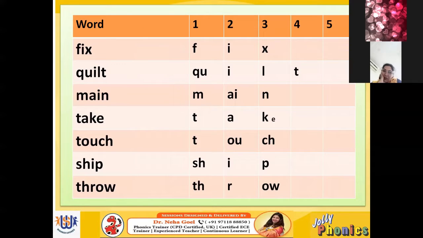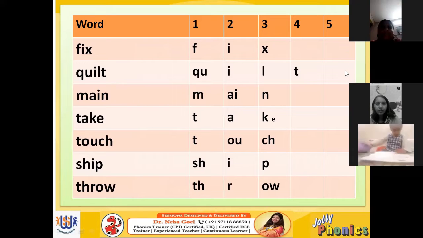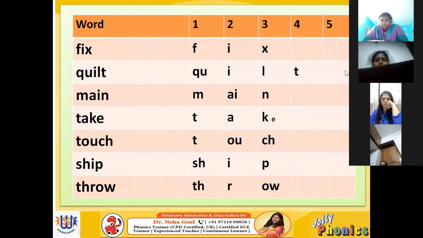Now let's see a few more examples. Suppose I say fix, x, 3, okay, quilt, qu, i, l, t. Then again, as I told you, it's one sound. So we are using one box. That way the child will understand the spelling. It will get easy for the child to learn the spelling.